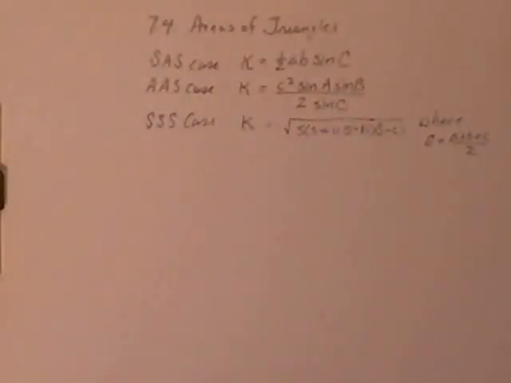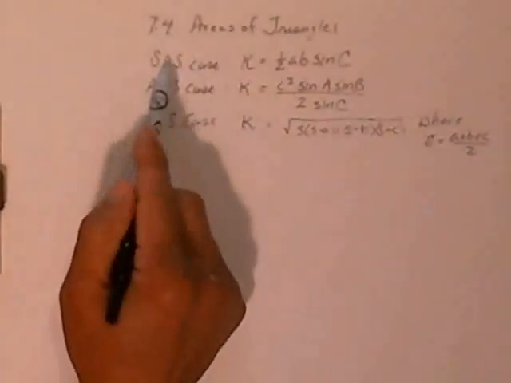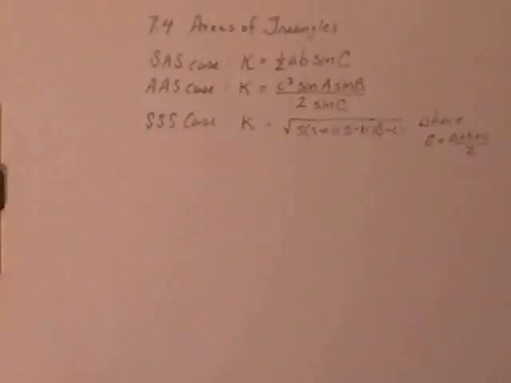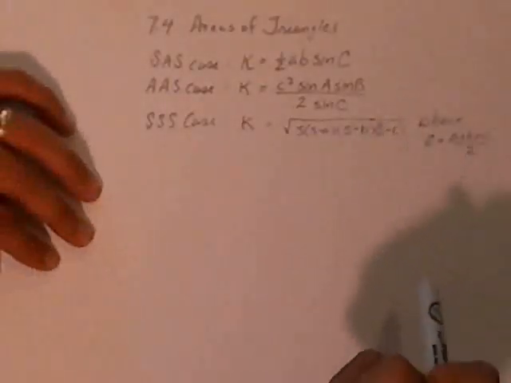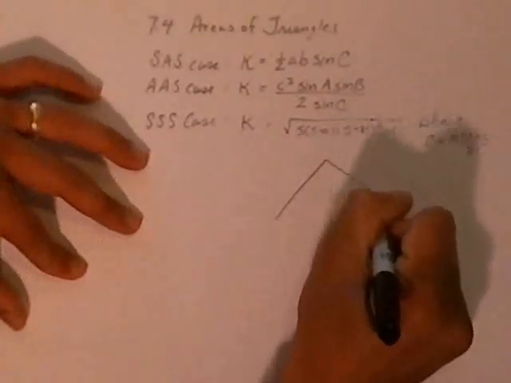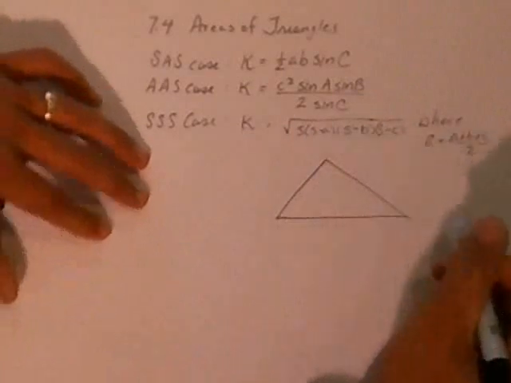First of all, let's use the SAS case. The angle is included between the two sides. I'm going to do the derivation of this proof, which isn't too difficult. I'm going to do it just a little bit different than the way the book does it. It should be the same thing.